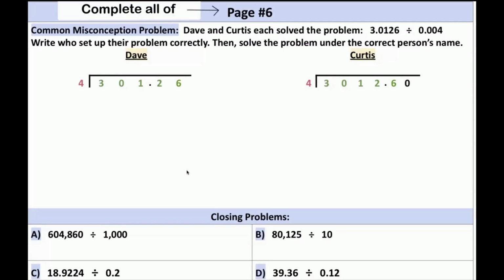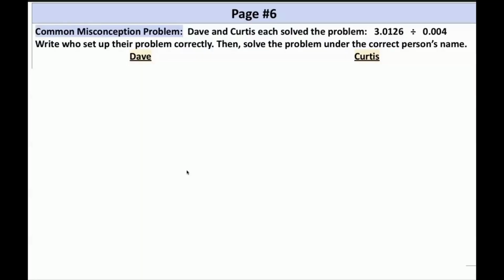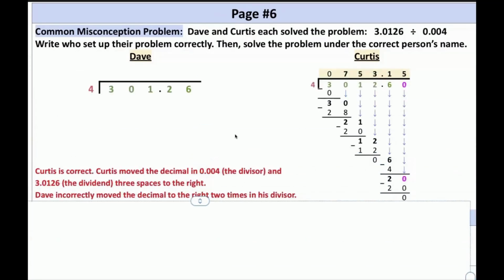Complete all of page 6. Once you finish all of page 6, come back to the video to check your work. We're only going to check one of these problems. On page 6, we're going to go over the common misconception problem. You were supposed to determine who is correct and then solve under that person's name. So in this case, Curtis is correct because he moved the decimal in his divisor forward 3 and his dividend forward 3. However, Dave incorrectly moved the decimal to the right 2 times in his divisor. Okay, so pause the video, check your work here.